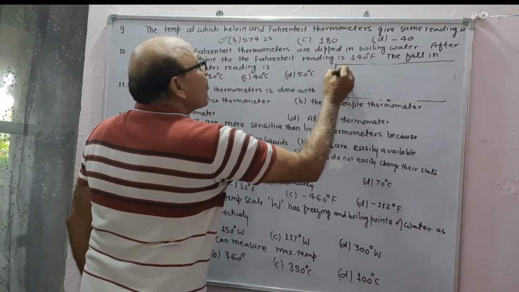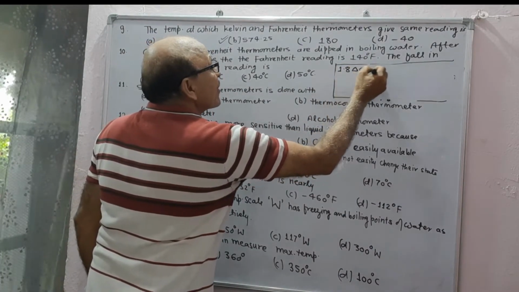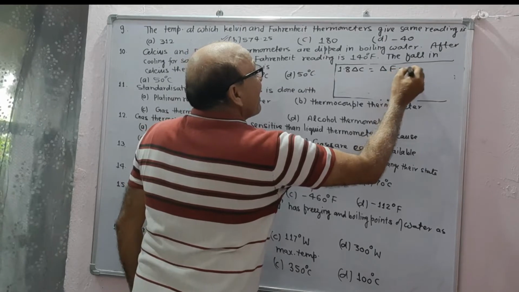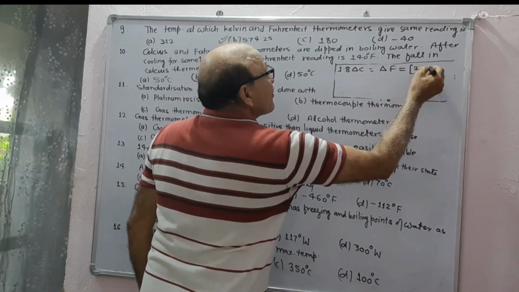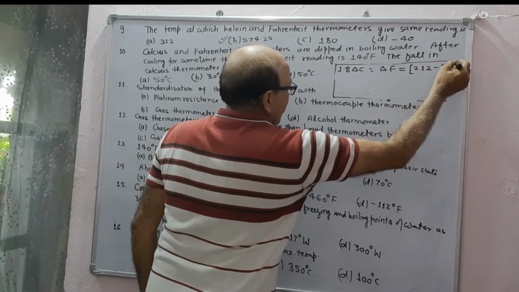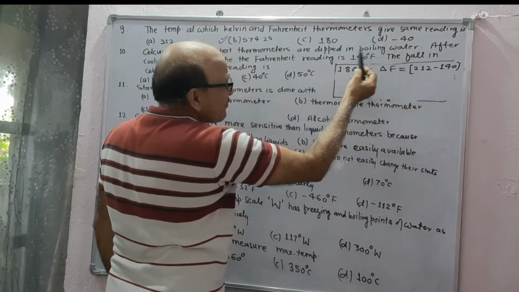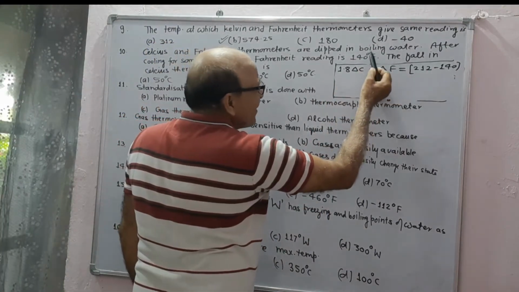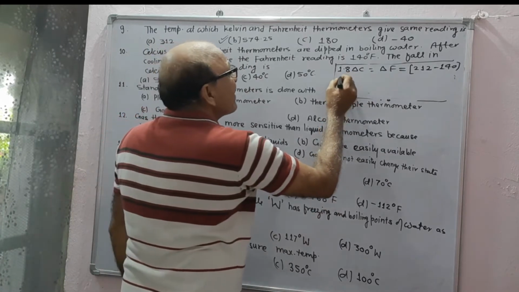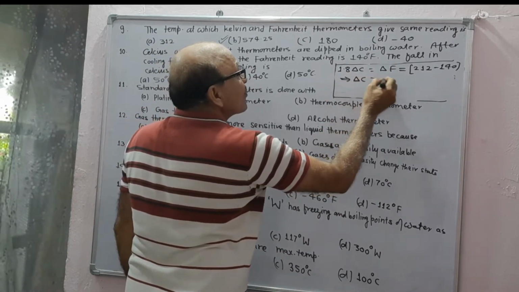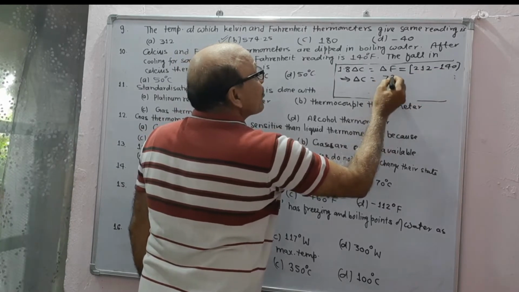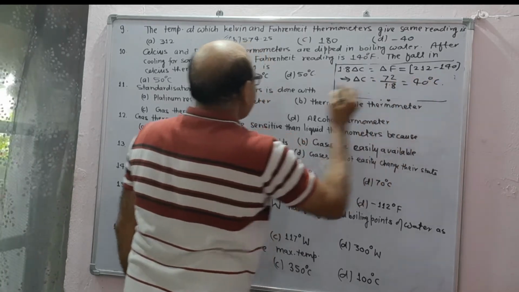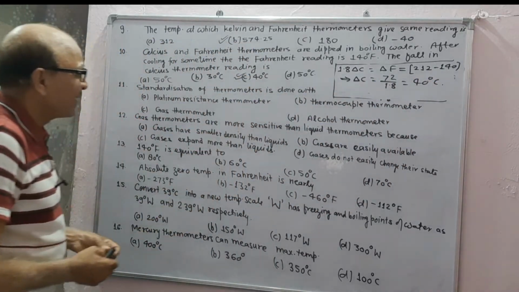We know 1.8 delta C is equal to delta F. Here delta F is 212 minus 140. This is final temperature, and initial temperature was boiling point, which is 212 according to Fahrenheit. This gives delta C is equal to 72 upon 1.8, which is 40 degrees Celsius. Therefore, the correct answer will be this one.